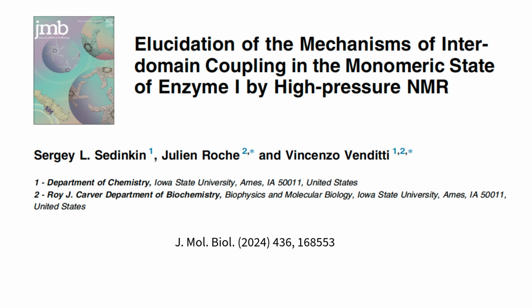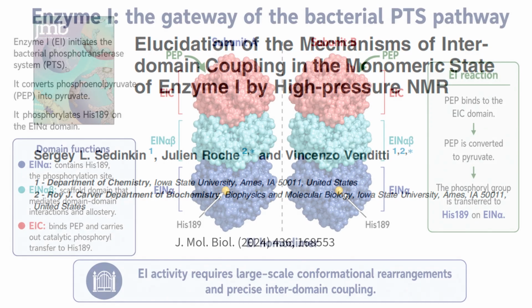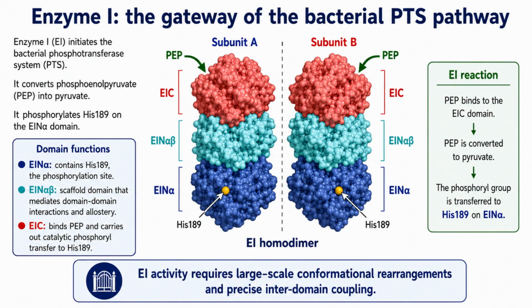How does enzyme 1 pay the entropic cost required to become catalytically active? Enzyme 1 is the gateway of the bacterial phosphotransferase system. It uses phosphoenolpyruvate, or PEP, to initiate phosphoryl transfer through histidine 189 and launch sugar uptake and signaling in bacteria.